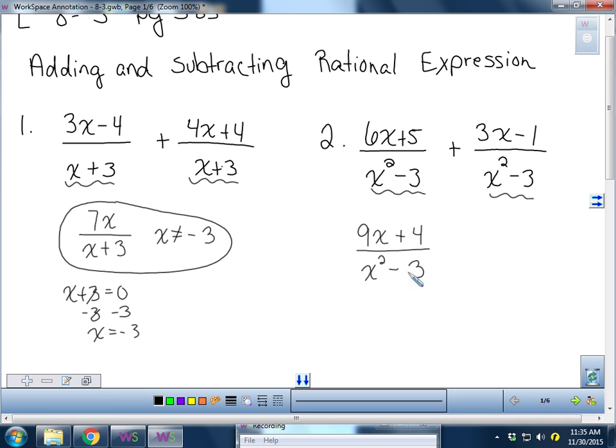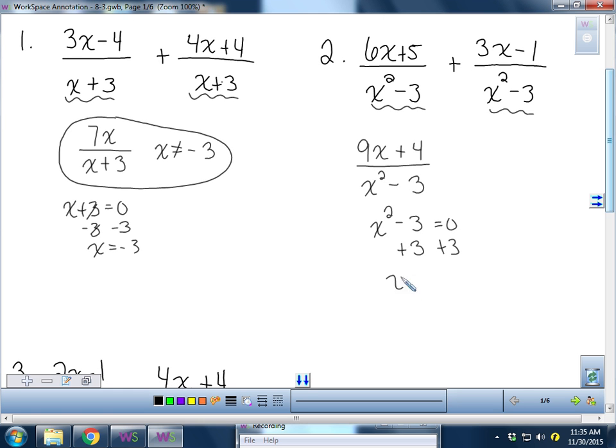So again, I have to think about what x cannot be. I will set that denominator equal to 0 and solve for x. So I'll add 3. That's going to leave me with x squared equals 3. And then to get rid of that square, I have to square root. And don't forget that you also have a positive and a negative value. So x is equal to plus or minus the square root of 3. So I know that x cannot be the positive or the negative root of 3.